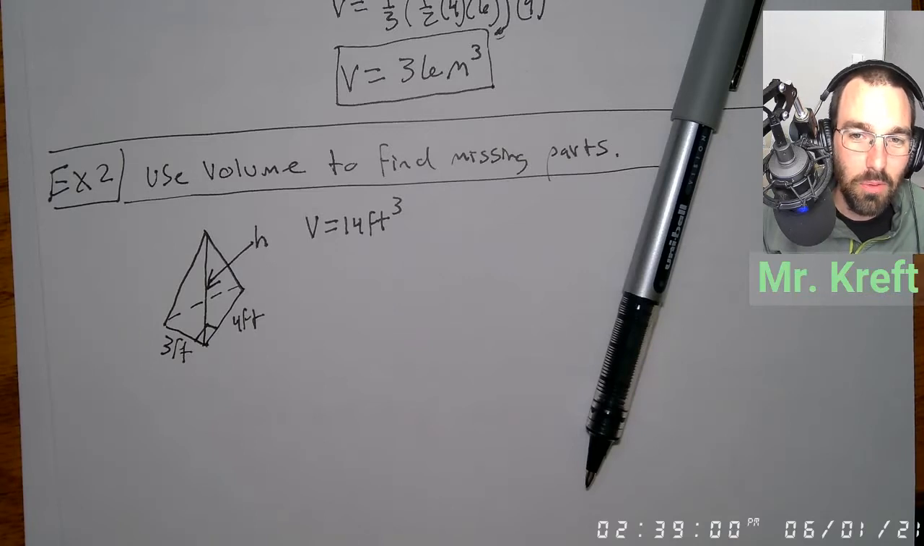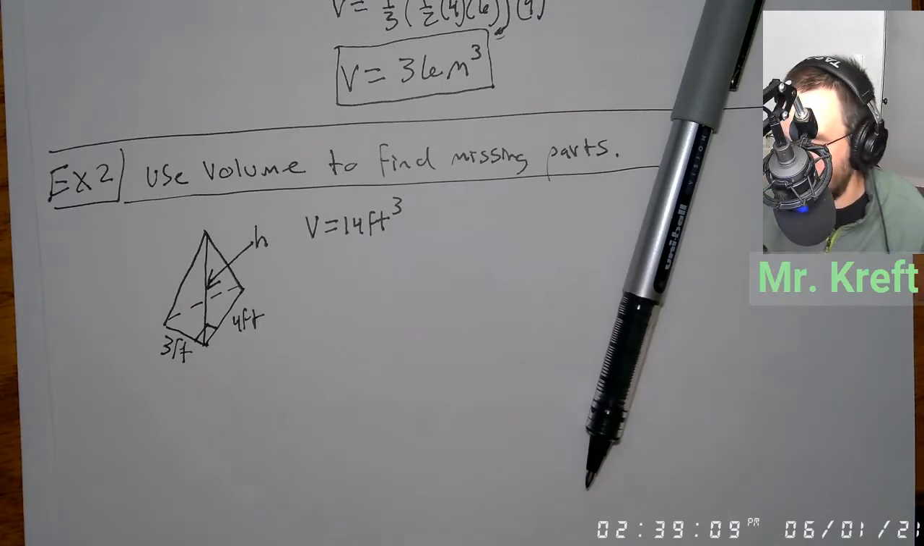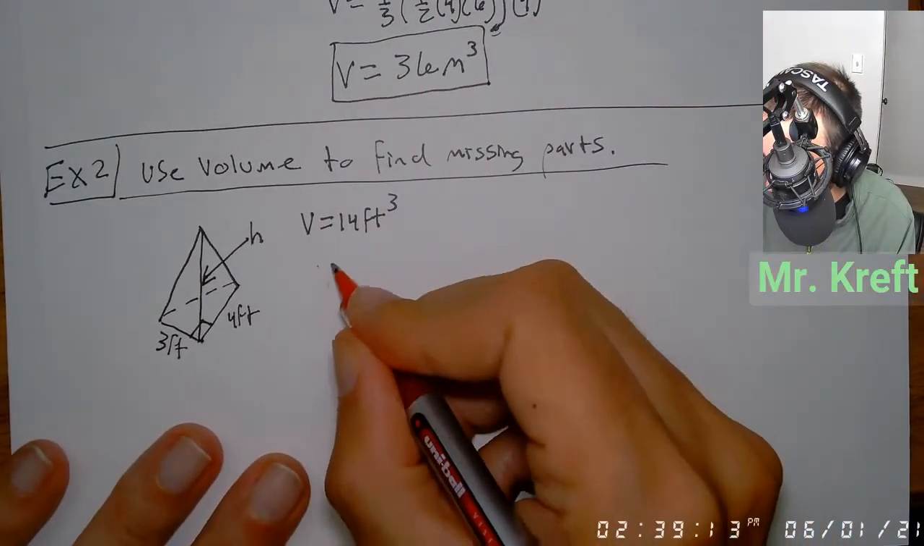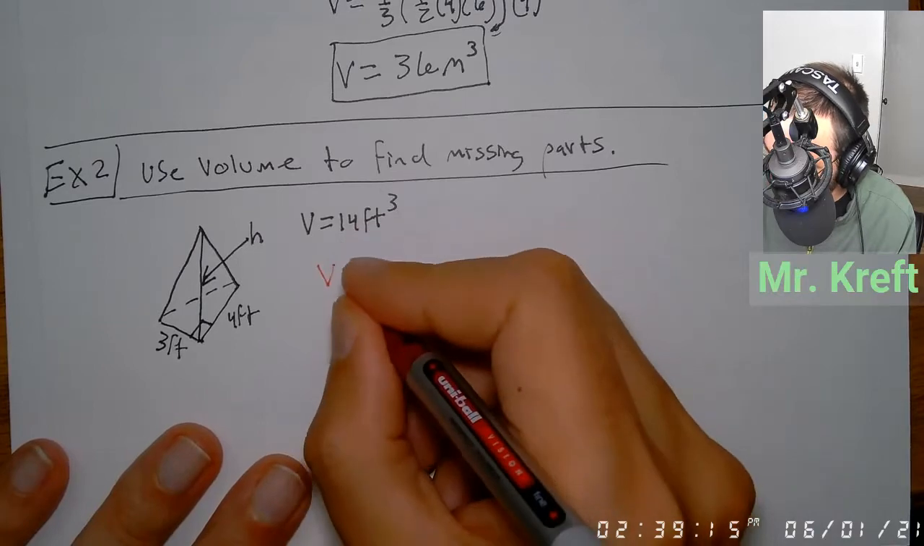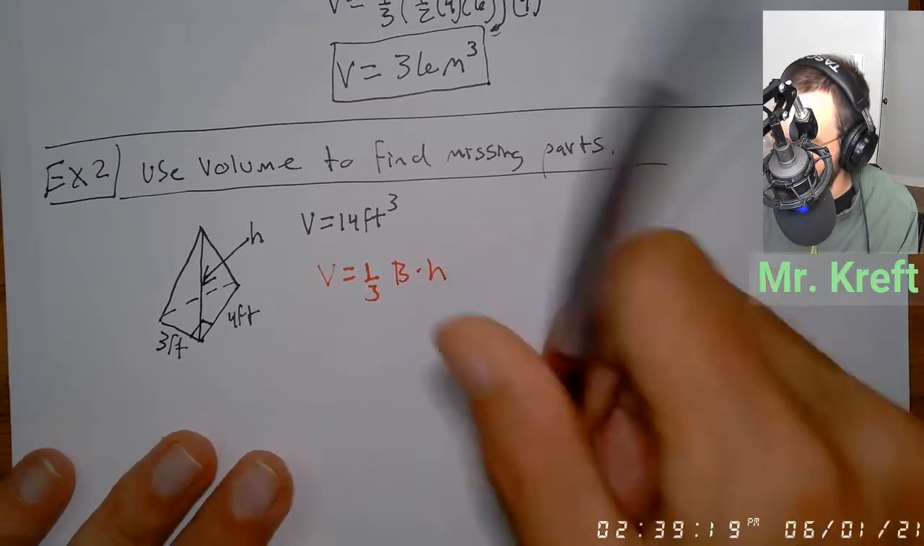All right. So let's keep going along here. We're going to solve this just like we solve for V. We're going to figure out, is this a stabby or a bashy? And it is definitely a stabby. So we get volume equals 1/3 area of the base times the height.